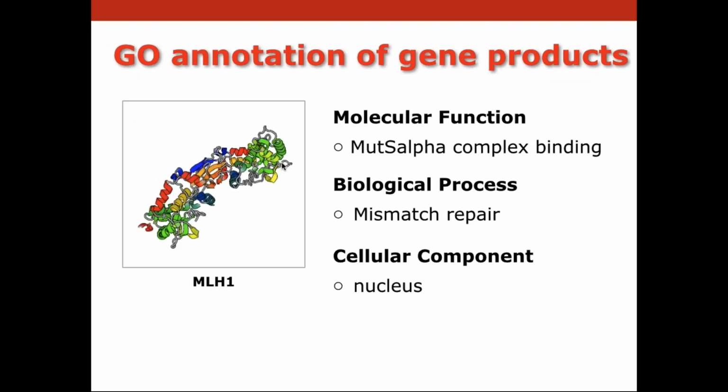So in terms of the MLH1 protein, for example, that I was mentioning, its function is to bind another complex. It's involved in mismatch repair, and it's localized to the nucleus. It also has a number of other, more subtle Gene Ontology annotations to function, process, and component, but these are the most central ones.